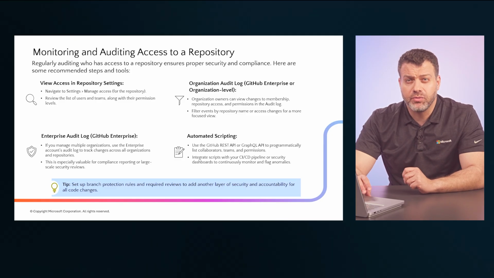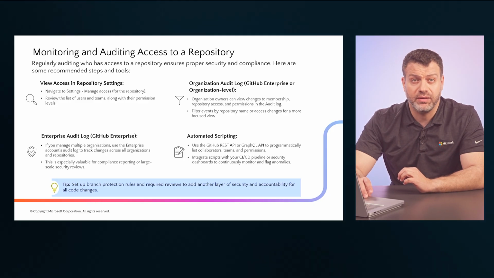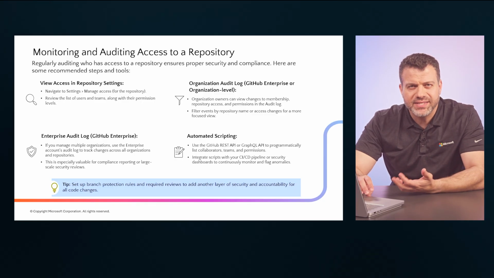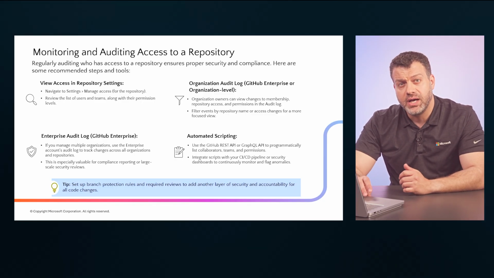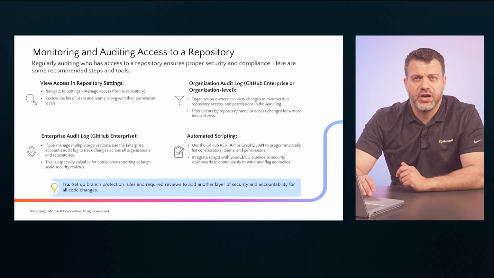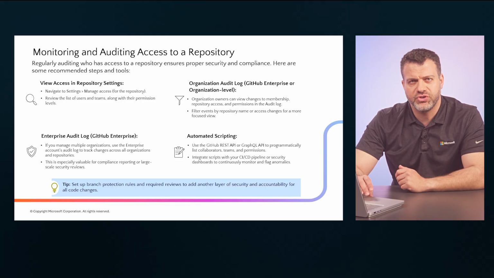Monitoring and auditing repository access is critical for maintaining security and compliance. So start by reviewing access directly in the repository settings. That's where you can see who has access and what level of access they have. At a broader level, on organization and enterprise audit logs, I'll be able to track changes to permissions and membership over time.